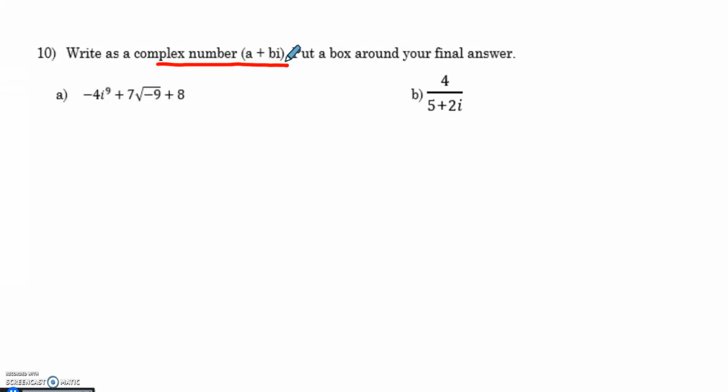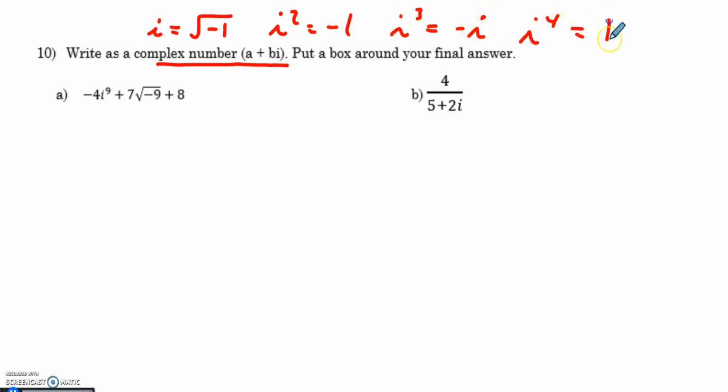Here's what I want you to remember: i is the same thing as the square root of negative 1. If you square both sides, i squared is equal to negative 1. i cubed would then be equal to negative i, because you're multiplying by an i here, and i to the 4th is equal to 1. As long as you know these four, you can be set for these problems.